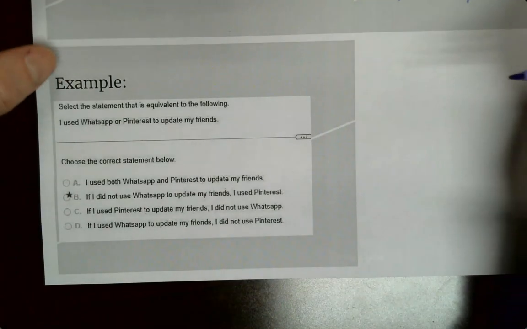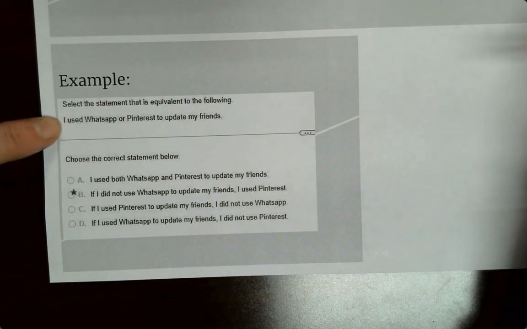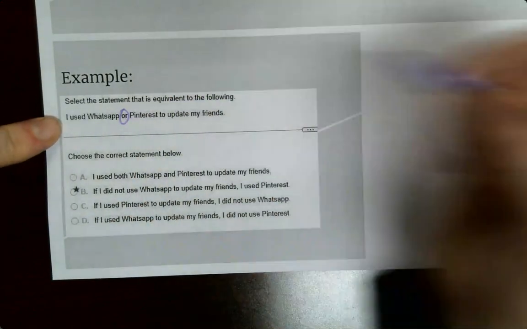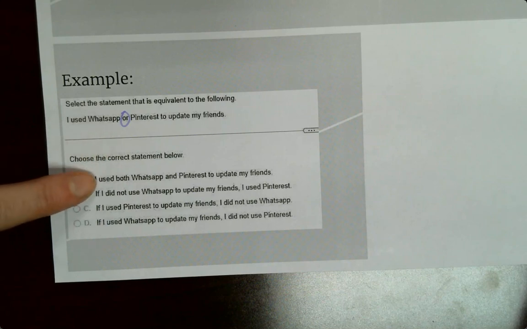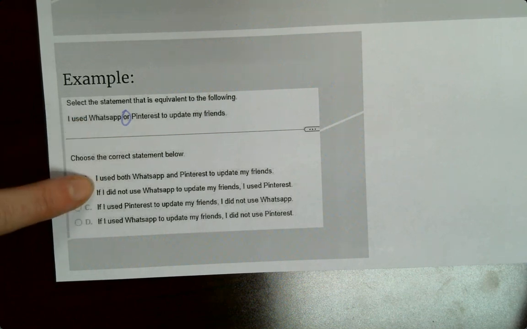All right, the last one. Select the statement that is equivalent to the following: I use WhatsApp or Pinterest to update my friends. See how it says or? You use both WhatsApp and Pinterest to update my friends. That's changing it from or to both. So those are not equivalent.